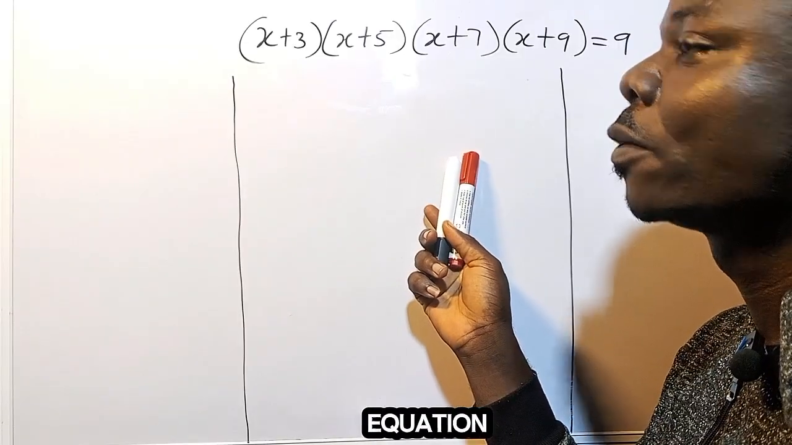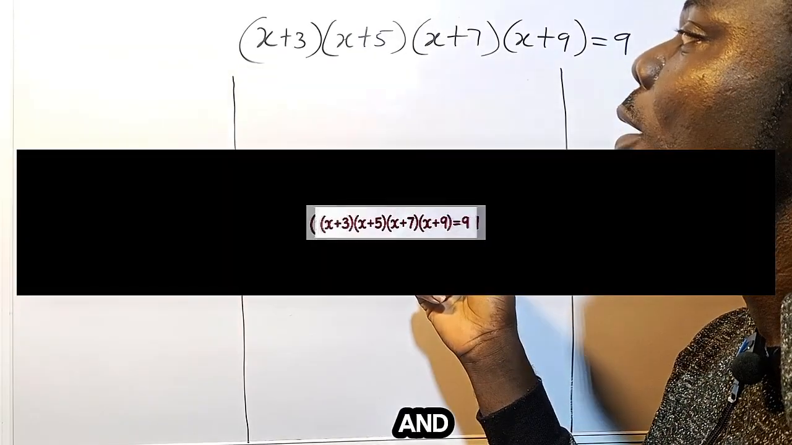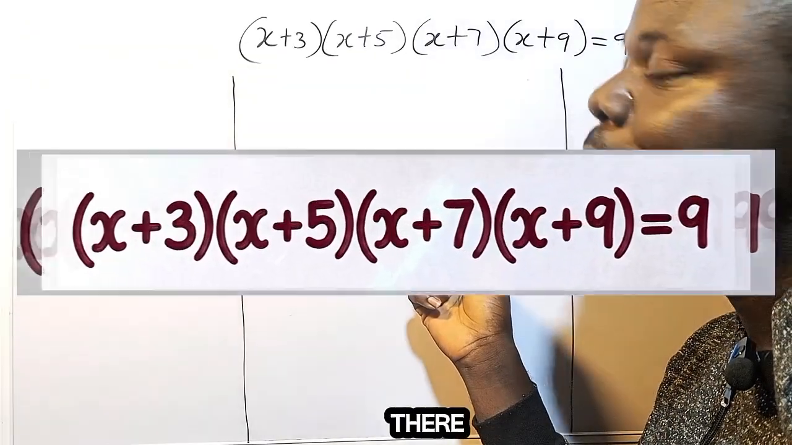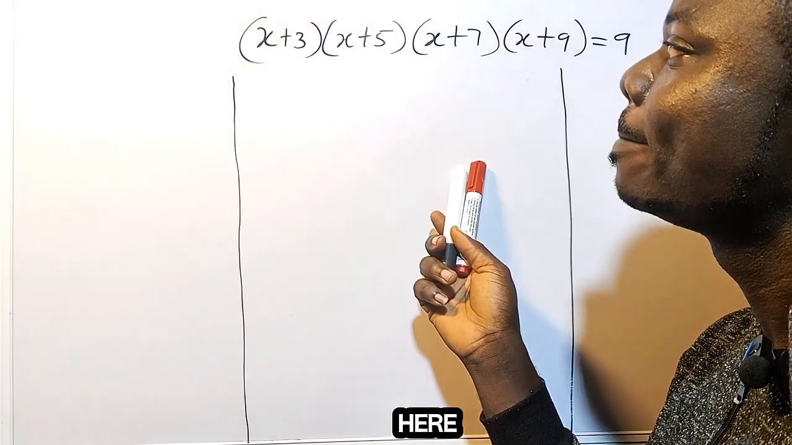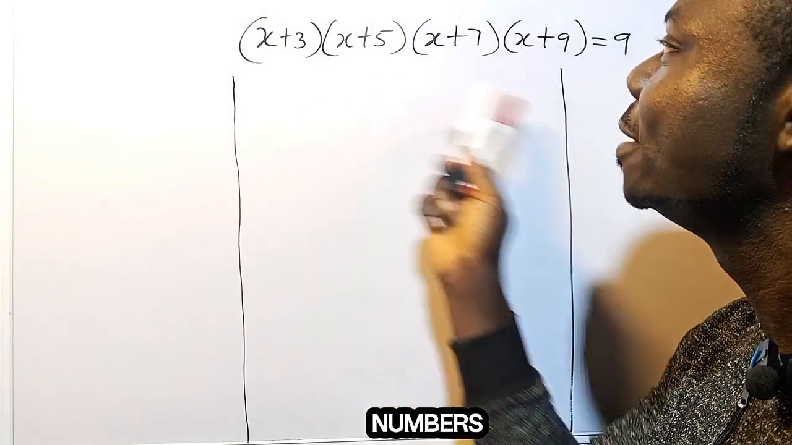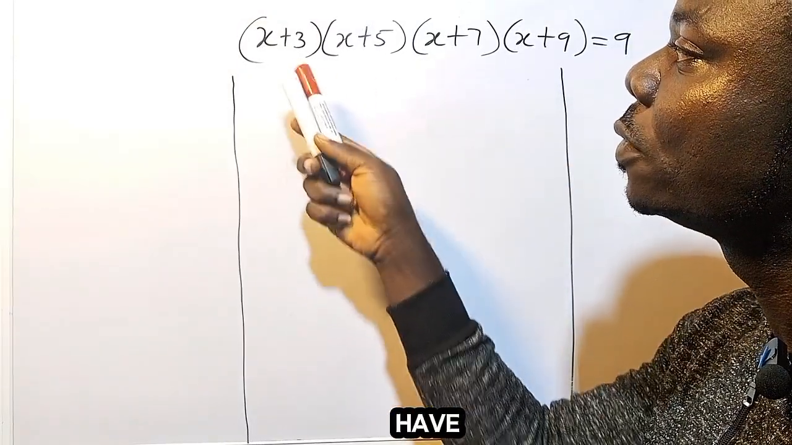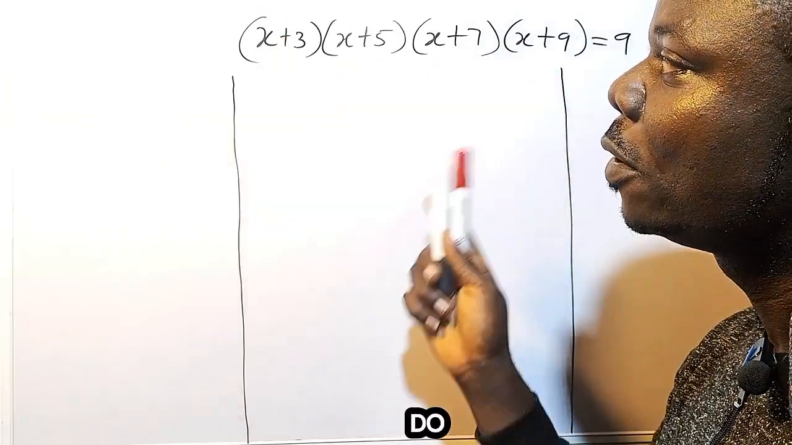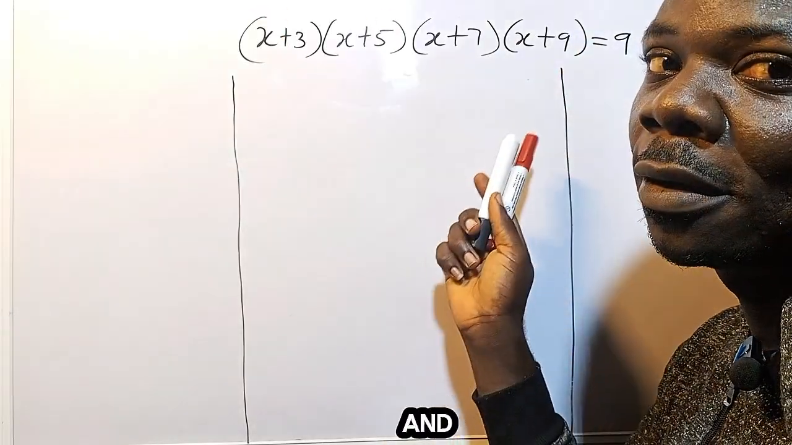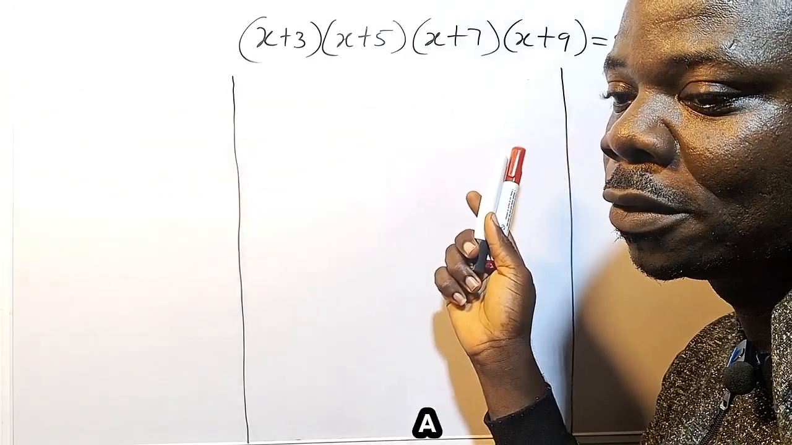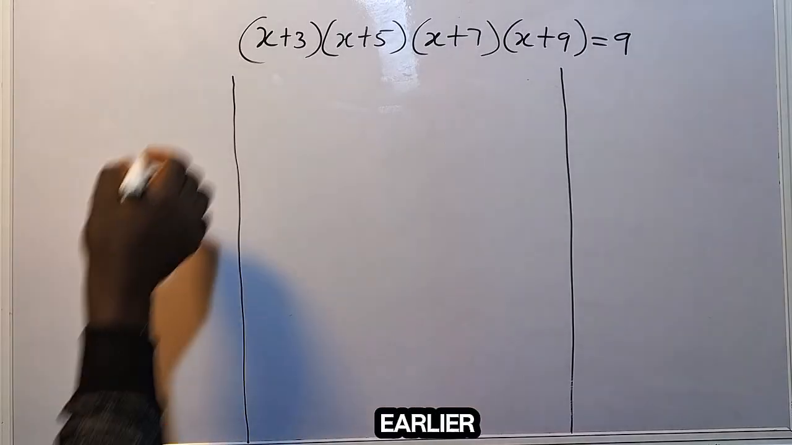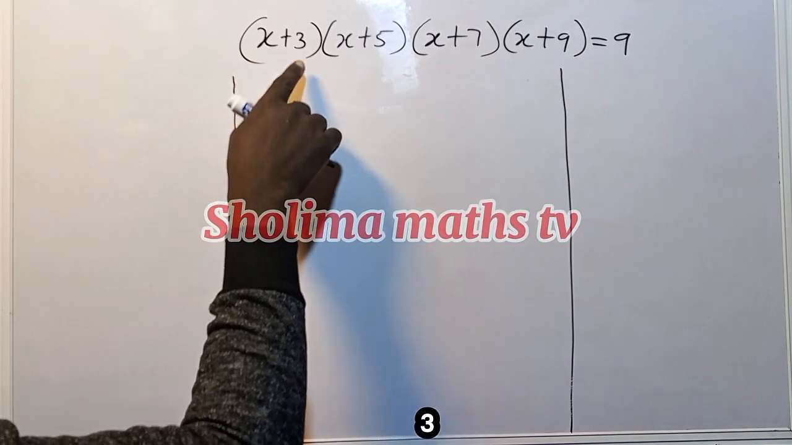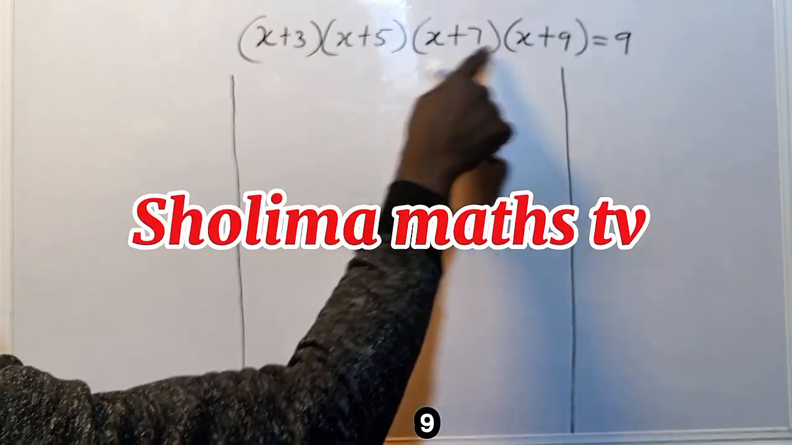Everyone attacks this equation the hard way, and almost everybody gets stuck. Now, there is a particular pattern here that hides in these numbers. If you look at it closely, we have 3, 5, 7, and 9 as the constants. All you need to do is pair the first and the last numbers to give you a symmetrical pattern.